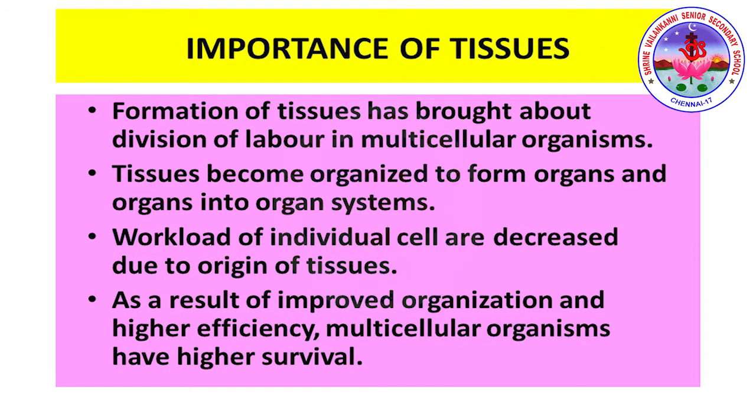Importance of tissue. Formation of tissues has brought about division of labor in multicellular organisms. Tissues become organized to form organs, and organs into organ systems. So cell to tissue, tissue to organ, organ to organ system. This will be the diagrammatic flow chart. A group of cells is called tissue, a group of tissues is called an organ, and where organs do different types of functions, it results in an organ system. The workload of individual cells is decreased due to the origin of tissues. As a result of improved organization and higher efficiency, multicellular organisms have higher survival.